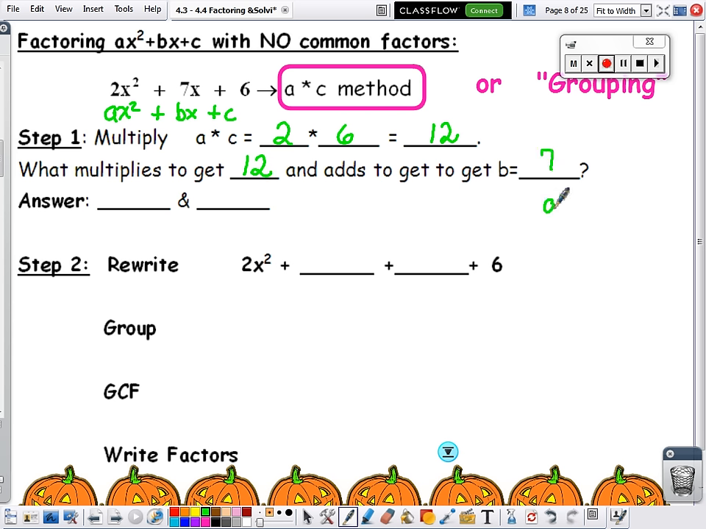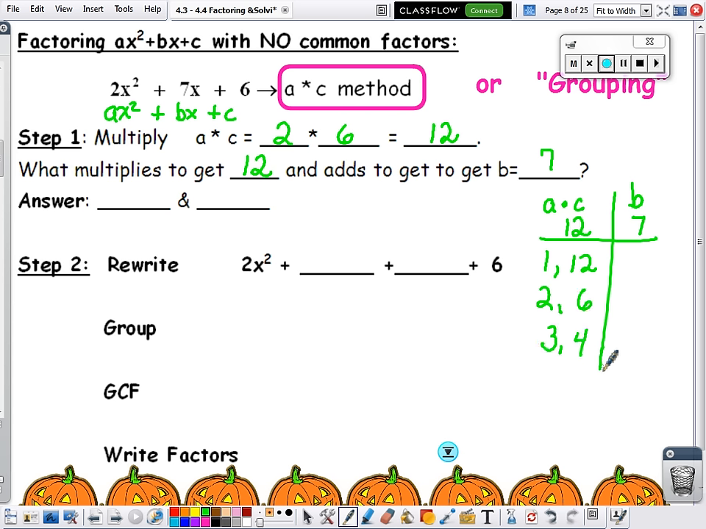So a lot of times, we create ourselves a little chart. We know that we want numbers that we can multiply to get 12, add together to get 7. So we know that we can do 1 and 12, 2 and 6, 3 and 4. So we have 3 options here. There is only one option, though, that will allow us to add to get 7.